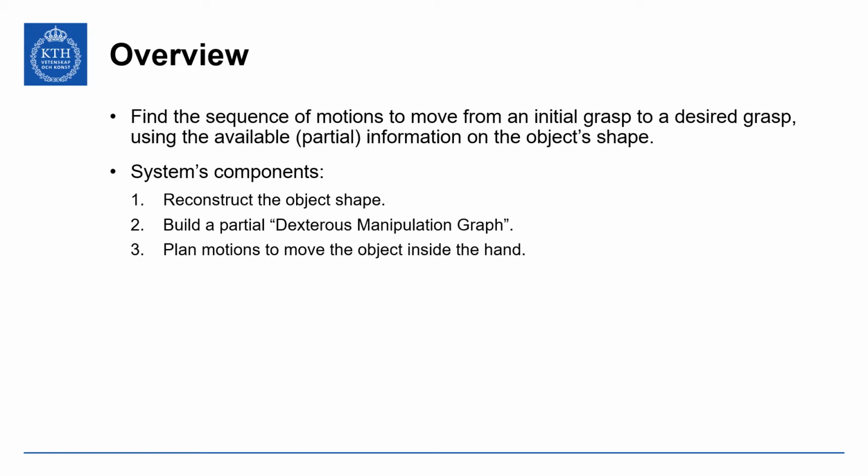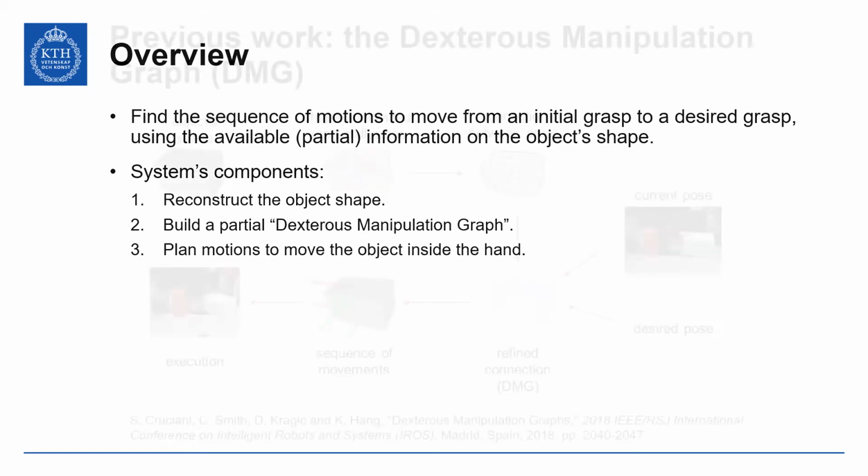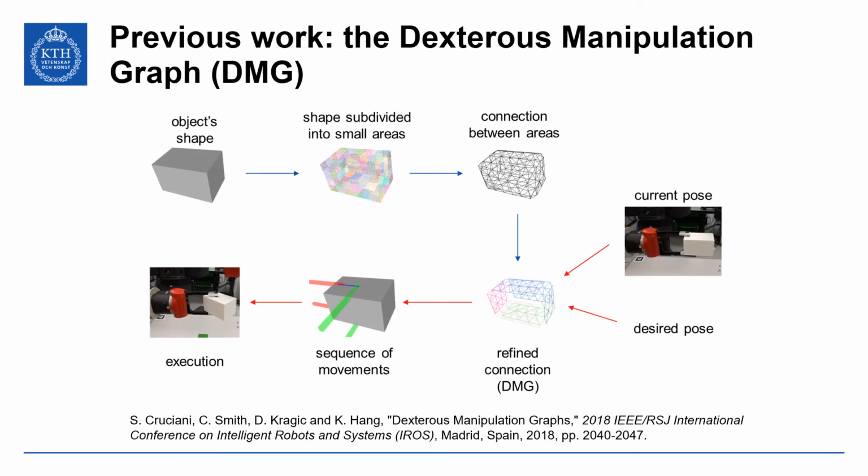Now you might be wondering, what is a dexterous manipulation graph? Well, the method I will present is based on our previous work where we introduced the concept of dexterous manipulation graph, or DMG in short. This DMG is a representation of how a gripper's finger can move on the given object's surface, and it is obtained by analyzing the object's geometry in an offline step. We use this graph to plan motions of the object inside the robot's gripper.